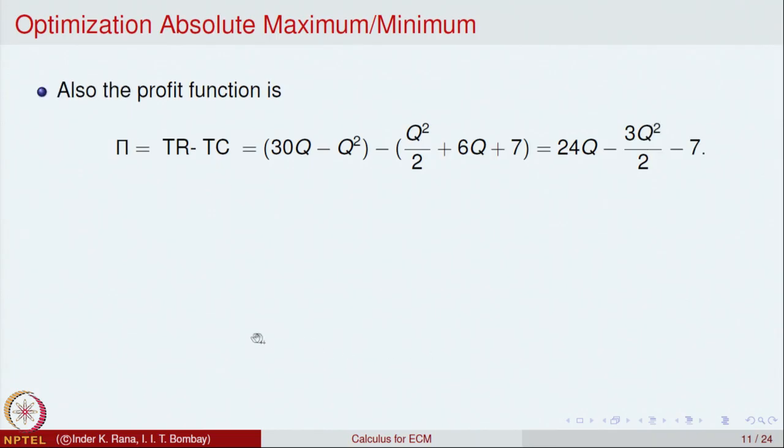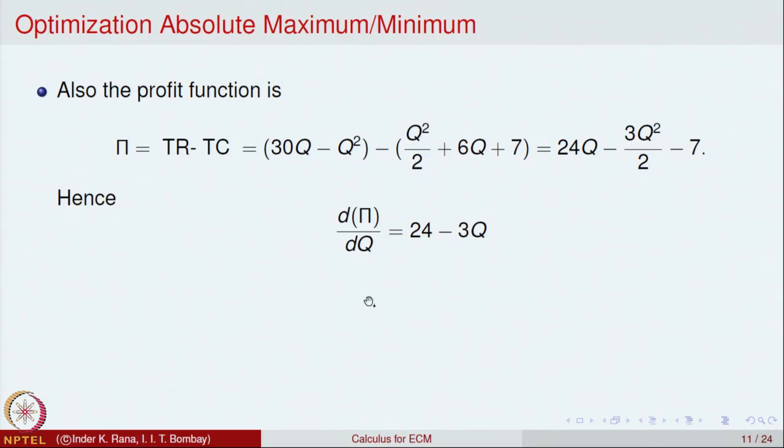So, let us find the total profit function, because we want to maximize the total profit function. The total profit is total revenue minus total cost. Total revenue we have just found, and minus the total cost. So we put in those values and simplify, and that comes out to be 24 q minus 3 q square by 2 minus 7. To maximize this profit as a function of q, we look at the derivative. The 2 comes down and cancels, so the derivative of the profit function with respect to q is 24 minus 3 q.